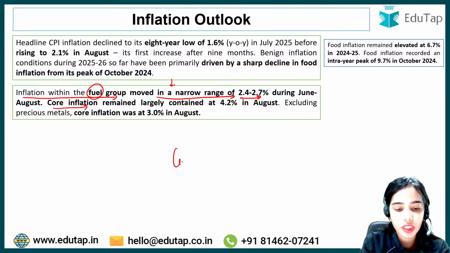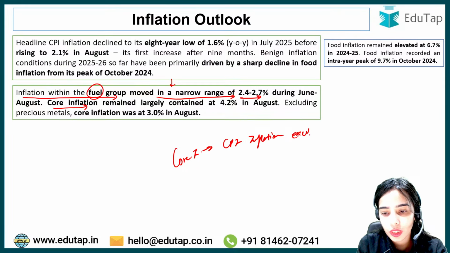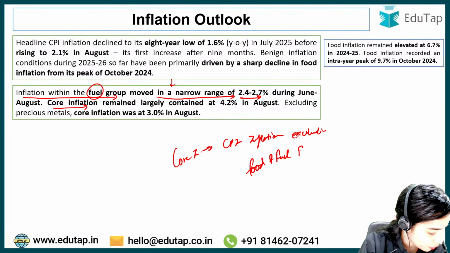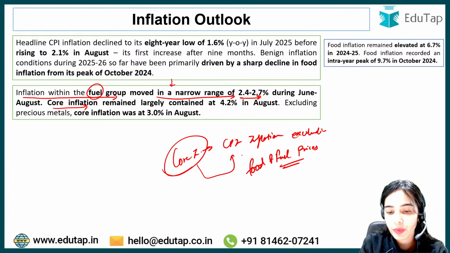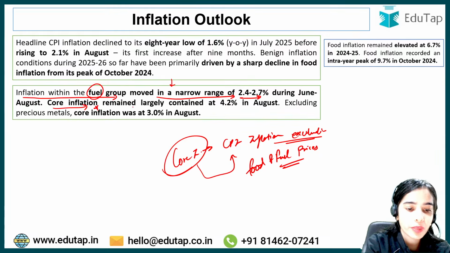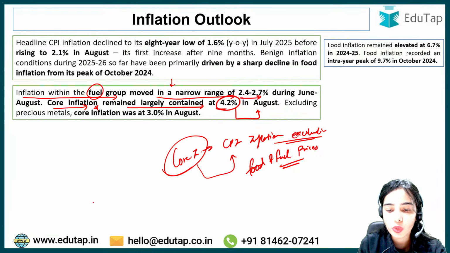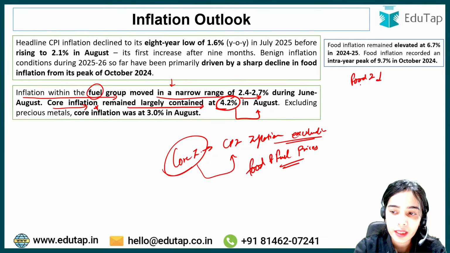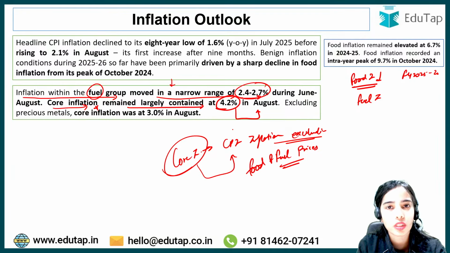Core inflation is your CPI inflation excluding food and fuel prices, that is, the volatile prices. So core inflation remained largely contained at 4.2% in August. Food inflation is declining in the financial year 2025-26. Fuel inflation is within the range of 2.4 to 2.7%, so that is also less.